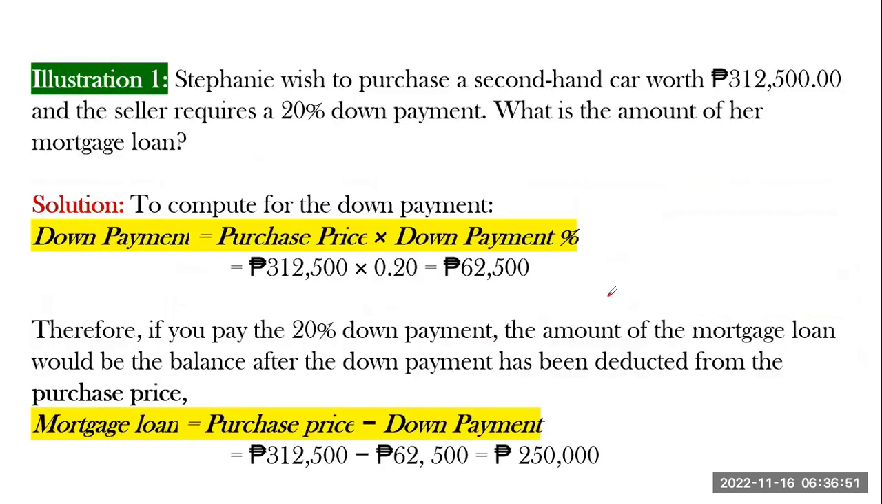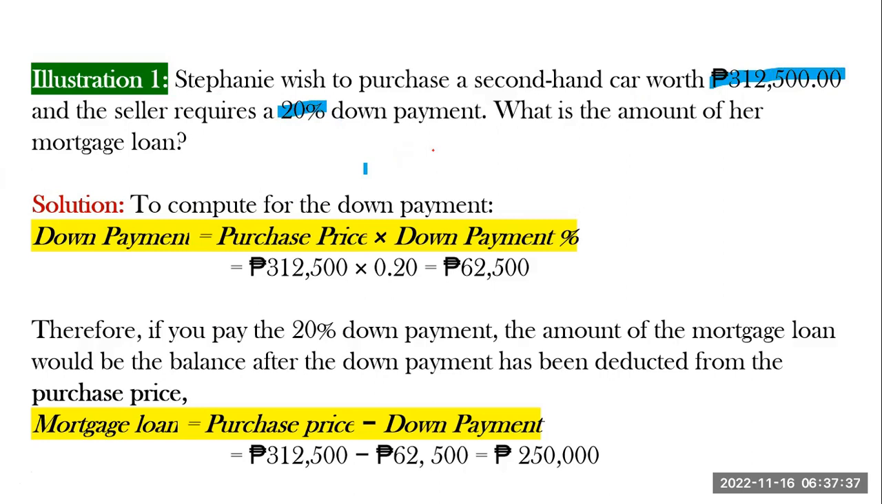So let's have the illustration number 1. So Stephanie wished to purchase a second-hand car worth 312,500 and the seller requires a 20% down payment. What is the amount of her mortgage loan? So the purchase price is 312,500. That's the original price of the second-hand car. And the seller requires Stephanie to pay 20%. That will serve as down payment.